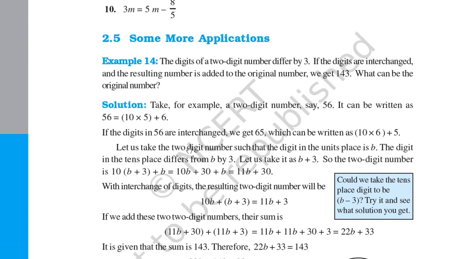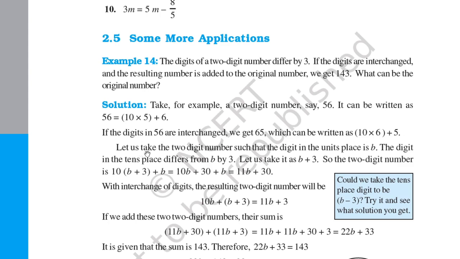So we are taking for example a two-digit number, say 56. It can be written as 10 into 5 plus 6. It is the same: 10 into 5 is 50 plus 6 is 56. So you can write it like this. If the digits of 56 are interchanged, we get 65, which can be written as 10 into 6 plus 5.